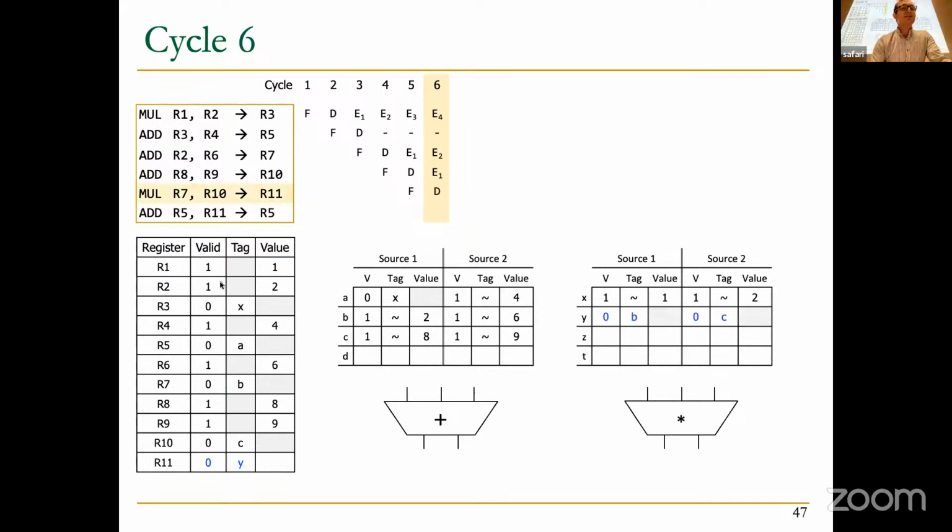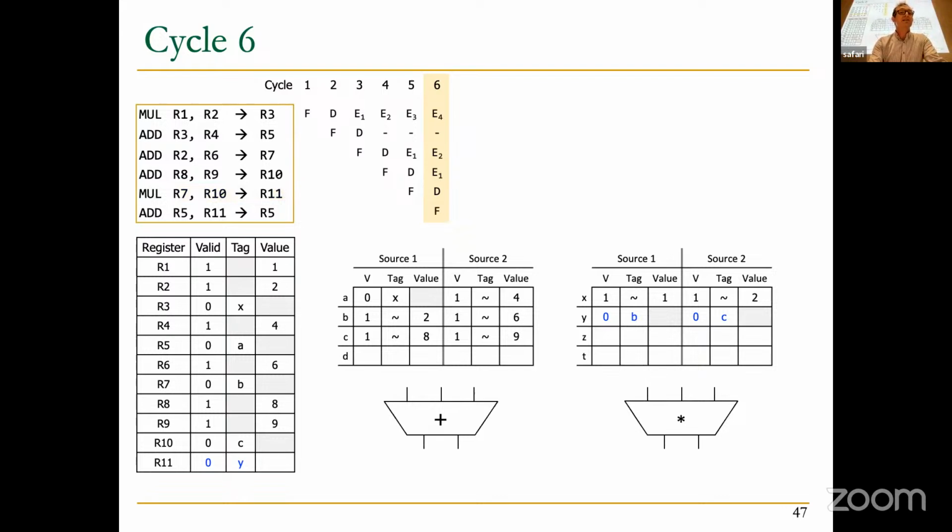Okay, so we decode this multiply. This multiply is interesting because neither of its sources are ready. So if you index the register file, R7 is not valid, but it's going to be produced by tag B. And R10 is not valid, but it's going to be produced by C. So neither of its sources are valid, so you cannot actually start executing it. And we rename R11 to Y, because that's the reservation station entry that's going to produce that value. So 0Y. So you can see that the register file has a lot of invalid values right now, because we actually put a lot of instructions that are going to write to different registers into the reservation station, and they have not produced those values yet.